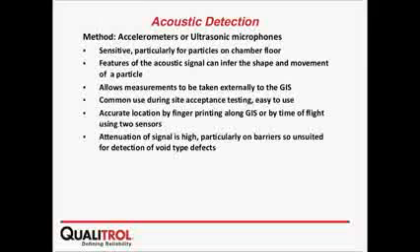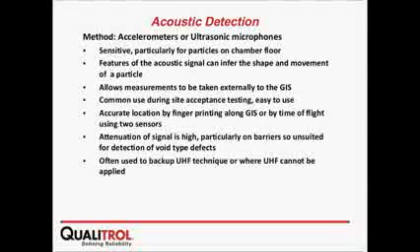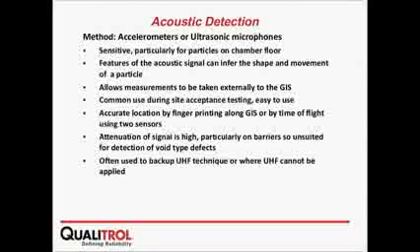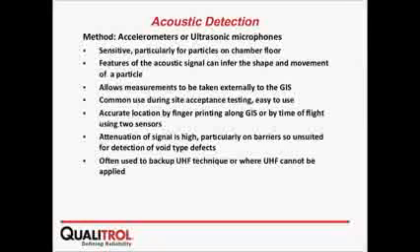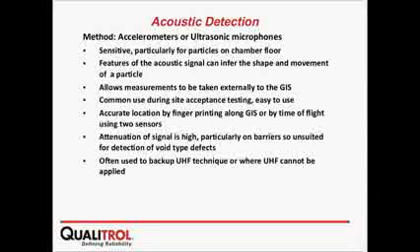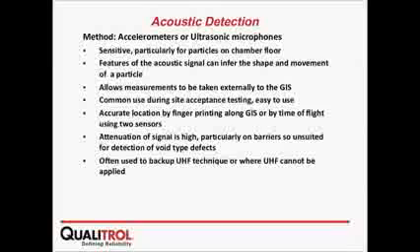Again, as I mentioned before, the attenuation of the signal is high, particularly across barriers, so it is unsuitable for detection of void-type defects. Often used to back up a UHF technique or where UHF cannot be applied. UHF can apply for most of the equipment, or in case it doesn't have an antenna, we can look at putting an antenna on it. But in case it cannot, there's no way we can do it. The only way would be to use acoustics, but giving preference to UHF since it's a better method.